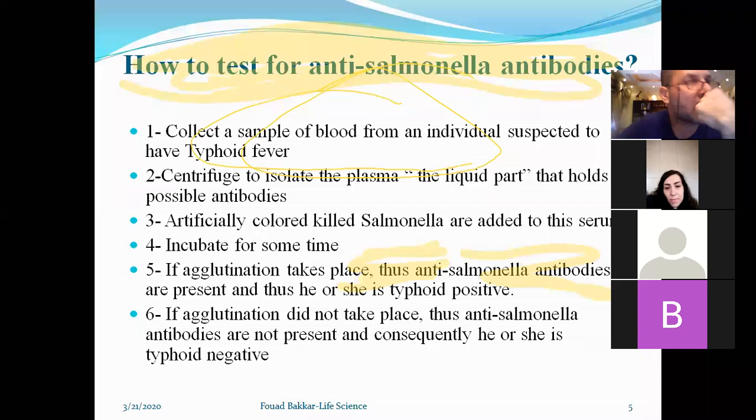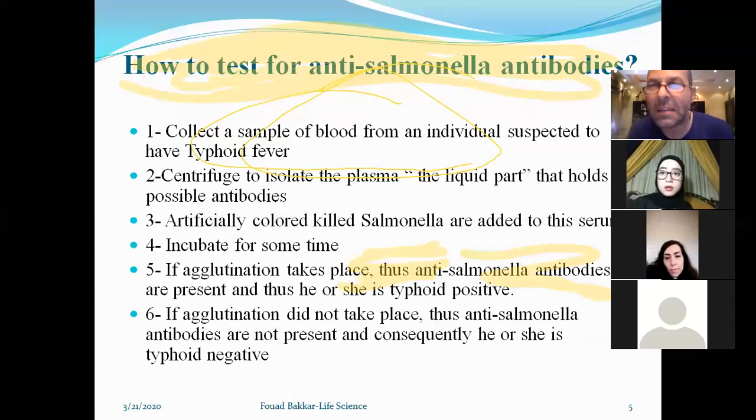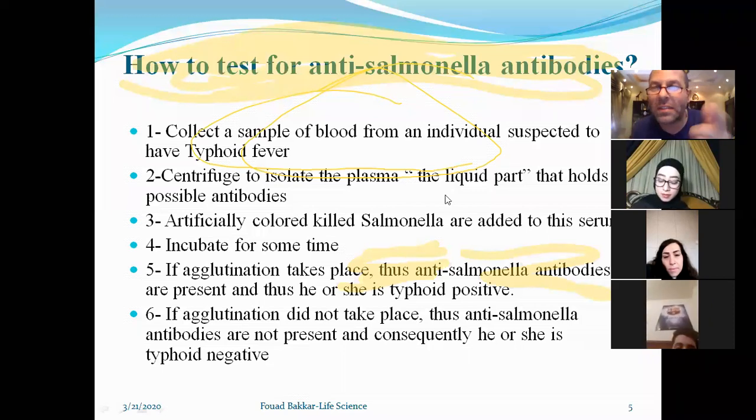Maybe answer me. Any answer? Which item should we look for in our body? Antibodies. Exactly. Who said antibodies? Samar. Definitely antibodies. So the presence of antibodies in that liquid part is the significant thing that we have to look for, in order to make sure that these antibodies are present.